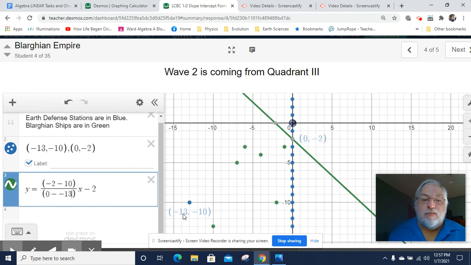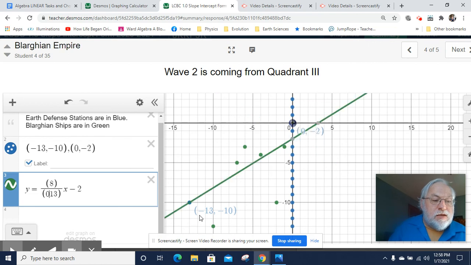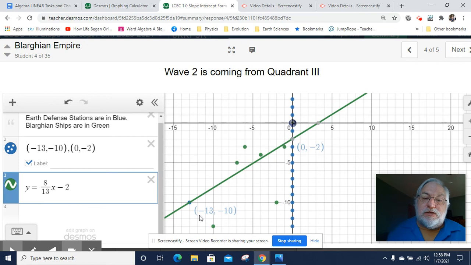I've done something wrong, clearly. So let me just check that. So negative 2, here's what I did wrong. And Desmos tells you immediately if you did something wrong because it misses. I did negative 2 minus 10. That's not 10, that's negative 10. So let's make it negative 10. Now it works. Okay, and of course, negative 2 minus negative 10 is 8. And 0 minus negative 13 is 13. So my slope is 8 over 13, and there is my line, y equals 8/13 x minus 2.